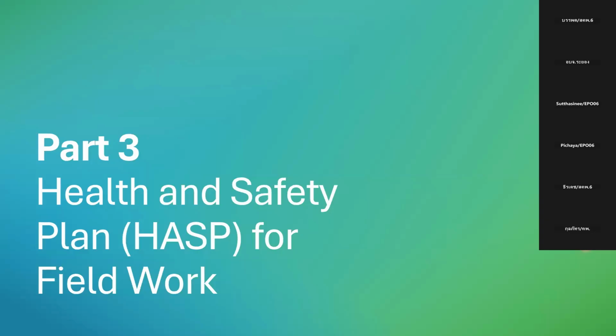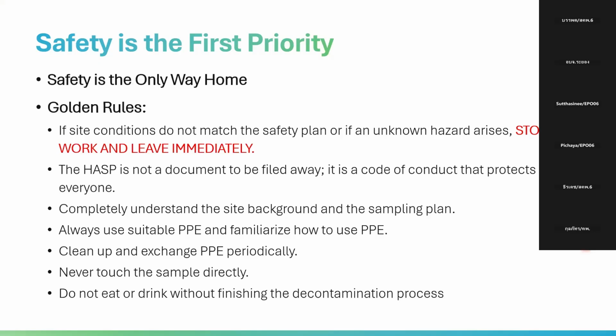Okay, so now I'm talking about the health and safety plan for the field work. First, safety rule number 1: work and leave. If any potential hazard arises, please stop your work and leave the site immediately. And please set up your health and safety plan. It is important. It is not just a document. Please remember this information in your mind and follow the SOP.